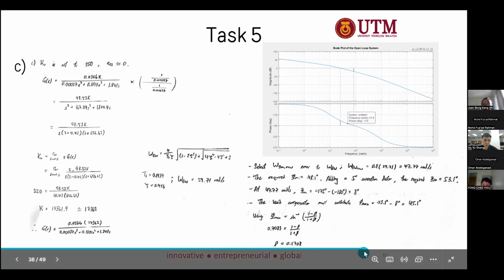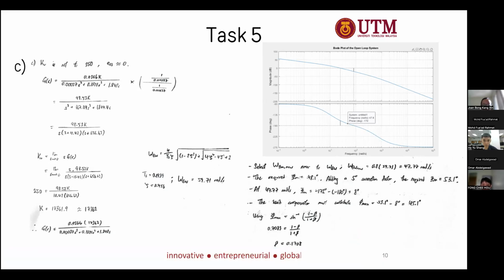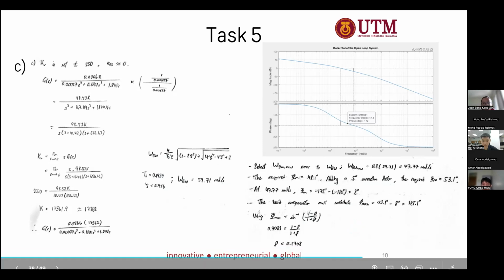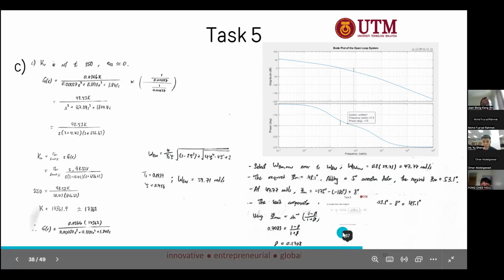Then we use the spec design where the TS is equal to 0.1939 and zeta is 0.456 to find the omega bandwidth. Okay, so we continue. We need to select a new phase margin omega, which is near the omega bandwidth. We multiply 0.8 into the omega bandwidth and we get 47.77 radian per second. At 47.77 radian per second, the phase is negative 172, which means the phase margin is equal to 8 degrees.